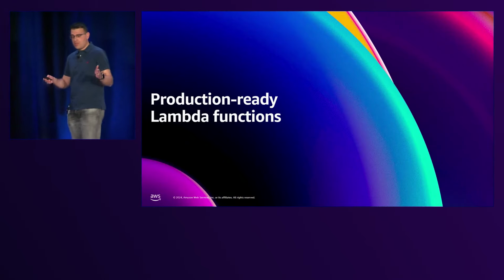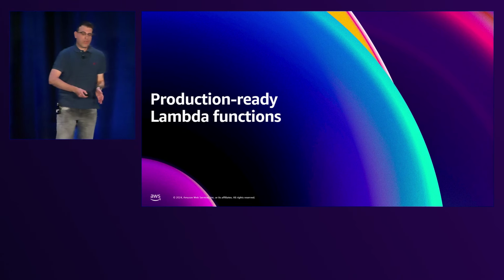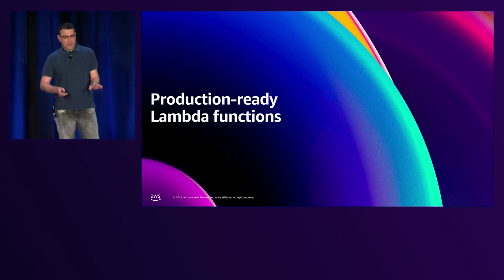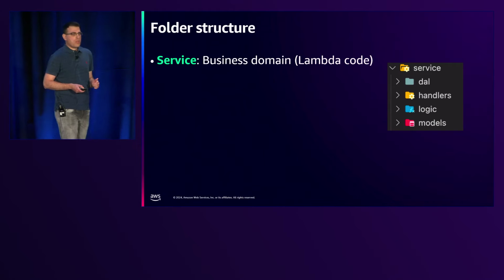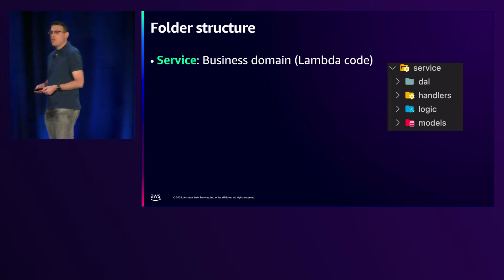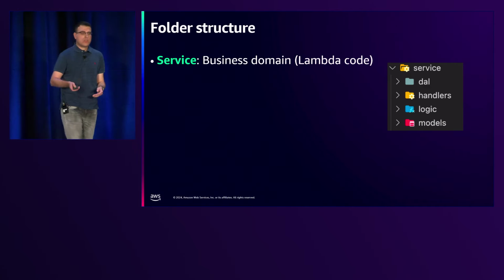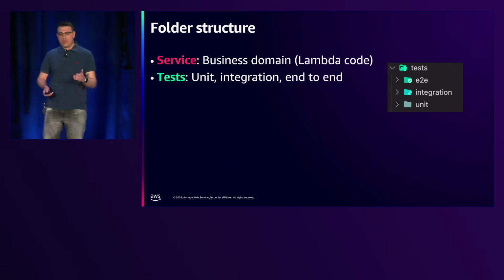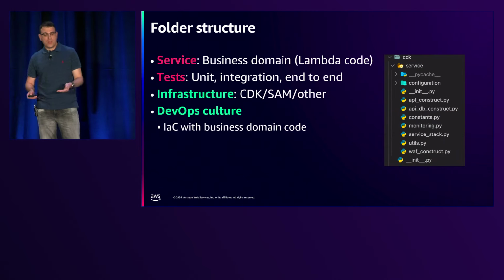OK, so we've discussed our production-ready service. I want to shift the focus back to production-ready Lambda functions and give you some of my tips. We don't have a lot of time, so I'm going to give you only a few. So the first one is when we're starting to build a new service, we have our GitHub repository, and we need to think about the folder structure. So what works for me usually is that I have my service folder, which is the business domain where all the Lambda code resides. I have the tests folder, unit test, integration, end-to-end. Infrastructure, for me, it's CDK.